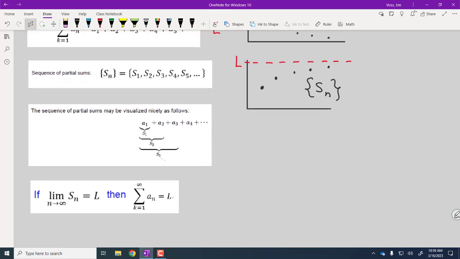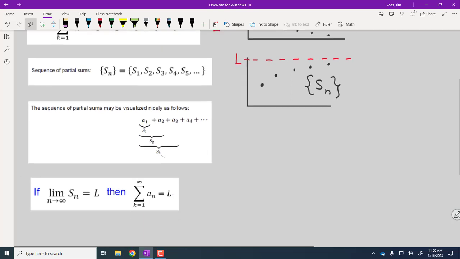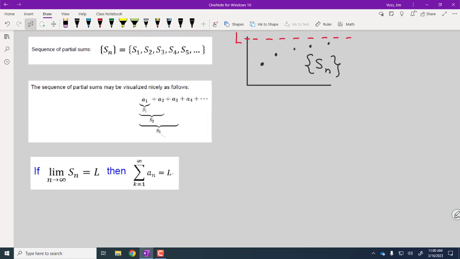So remember that S sub 1 and a sub 1 are the same, and then S sub 2 is the sum of the first two, S sub 3 is the sum of the first three, S sub 4 is the sum of the first four, S sub n is the sum of the first n. So if the sequence of partial sums converges to L, then the series equals L. The value of the series is L. So that's our background. That's what we need in the background to understand series. We need to have that terminology and those ideas solid.